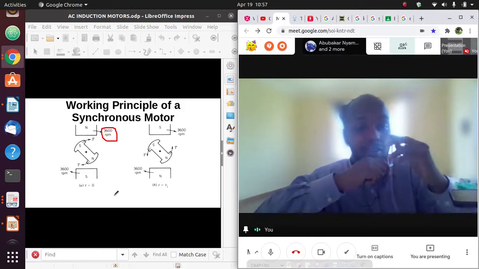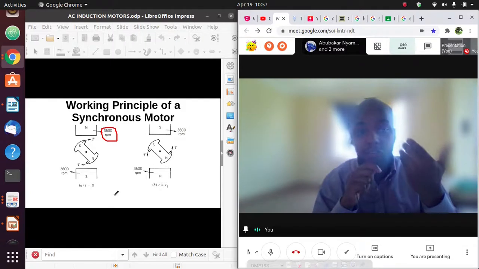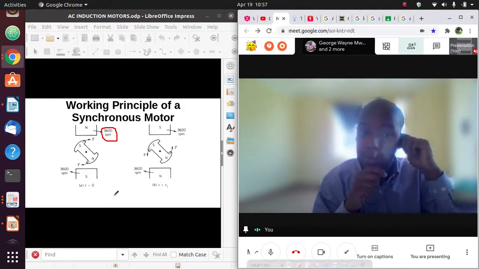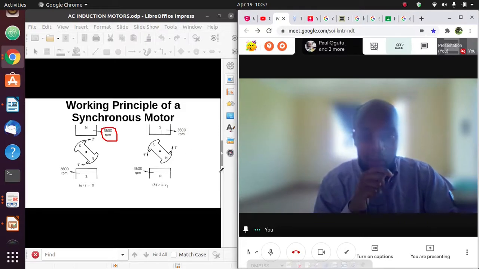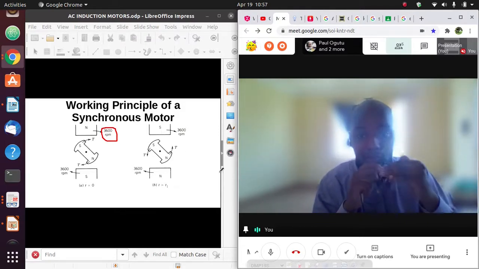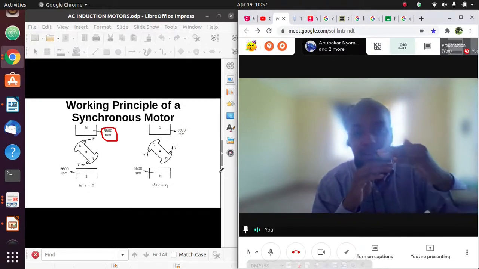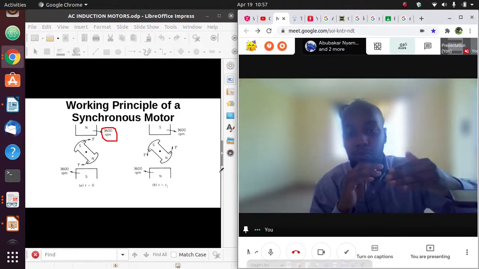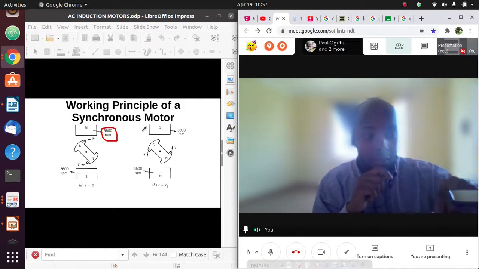So how do we make this self-starting? Number one, we can vary the supply frequency. The AC that is being supplied to the stator, we can vary the supply. We can start at a low frequency, start supplying it a little, so that we can limit the speed of the motor.